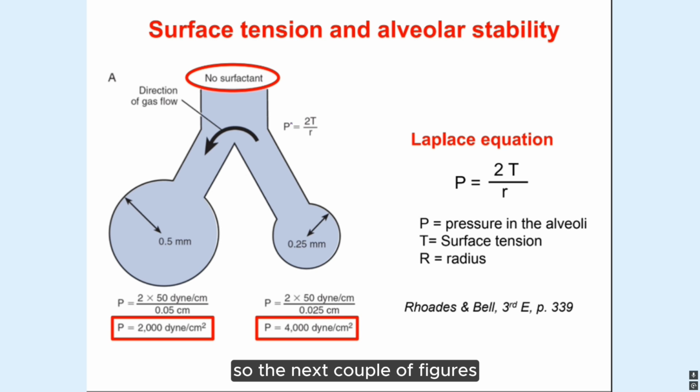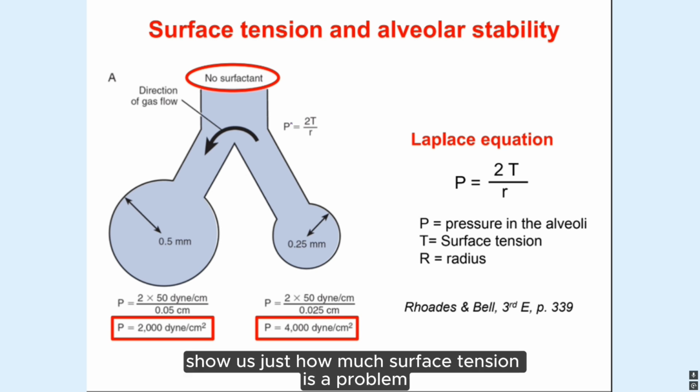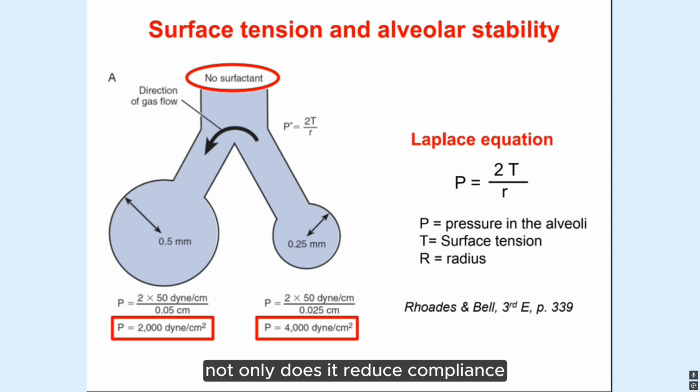So the next couple of figures show us just how much surface tension is a problem. Not only does it reduce compliance and make it harder for us to breathe, if it's left unopposed and unchallenged, it can collapse the entire lung. So how does that work?